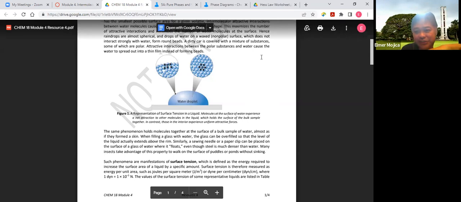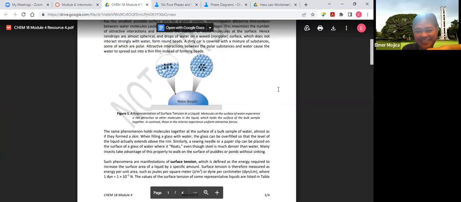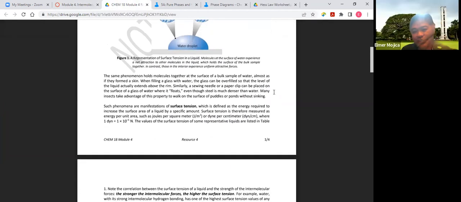Nagigets nyo ba yung sinasabi ko? Familiar ba kayo doon? Yes po. And the way that surface tension happen is it's stronger if the IMFA is stronger.